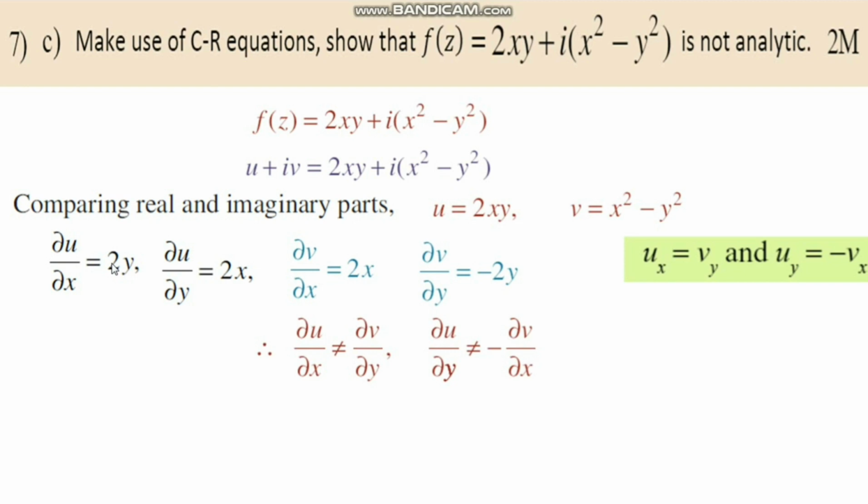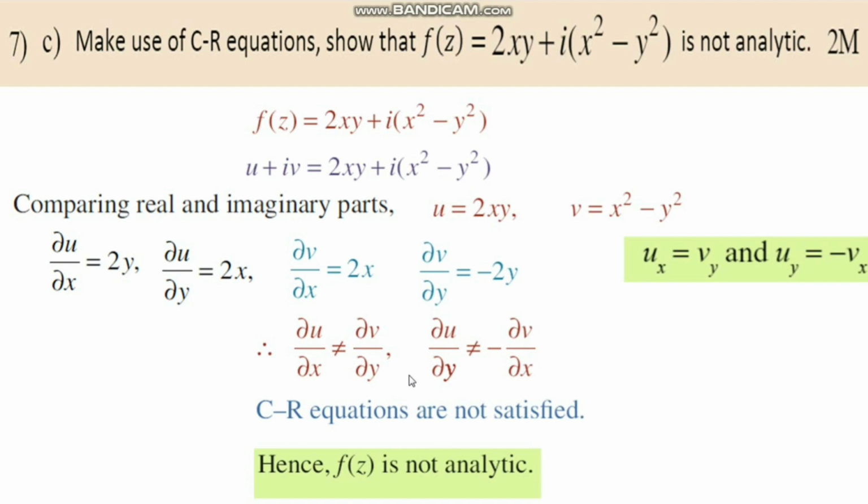∂u/∂x is 2y, ∂v/∂y is negative 2y, these two are not equal, therefore ∂u/∂x is not equal to ∂v/∂y. ∂u/∂y is 2x and ∂v/∂x is 2x, but ∂u/∂y is not equal to negative ∂v/∂x. Therefore, the two conditions of the Cauchy-Riemann equations are not satisfied. Hence, we conclude that the given function f of z is not analytic.